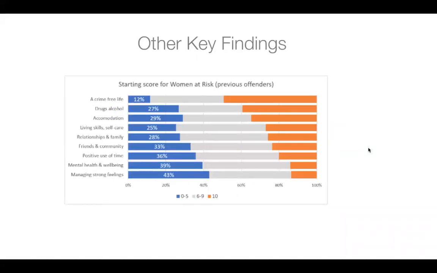So we had other key findings from this. This was the starting score for women who came into the process about how they felt they were dealing with different aspects of their lives. And you can see the 0 to 5 being the lowest score range, the highest proportion of 0 to 5 scores came from things like mental health and well-being and managing strong feelings, which was really telling again, because these are some of the hardest things to, I guess, control in your life. So a crime-free life was very, very low compared to all the other results here.